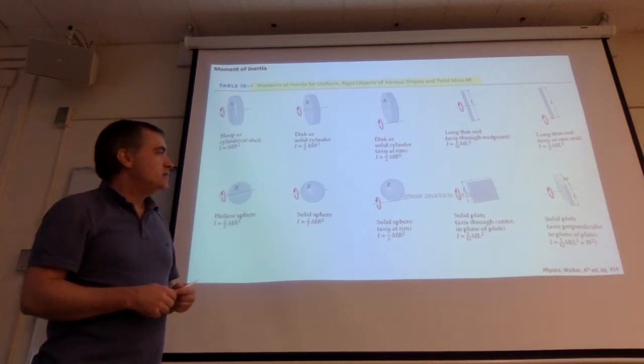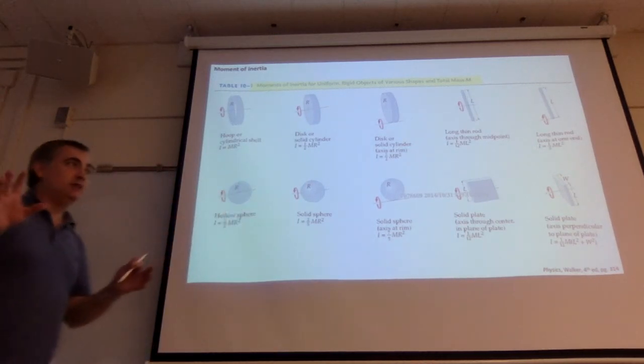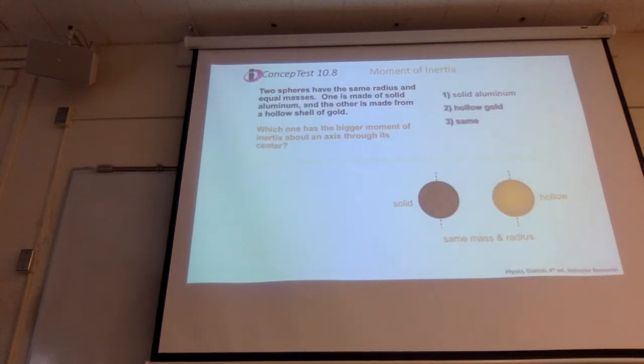Okay? So what are we going to do with all of this? Let me show you. First of all, let's see if you understand. Notice 2 spheres, same radius, same mass. One is solid, one is hollow. They're using different metals so you can actually have it be hollow but be the same mass, okay? One is solid, one is hollow. Which one has a bigger moment of inertia?